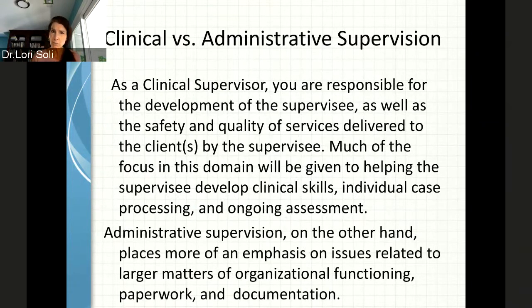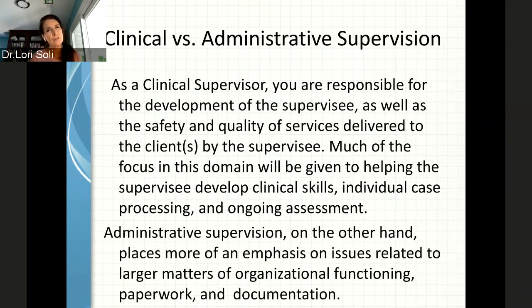Clinical supervisors are responsible for the development of the supervisee as well as the quality and safety of the services delivered to the client by the supervisee. Much of the focus in this domain will be given to helping the supervisee develop clinical skills, individual case processing, and ongoing assessment. Administrative supervision tends to place more emphasis on issues related to the larger matters of organizational functioning, such as paperwork and documentation.